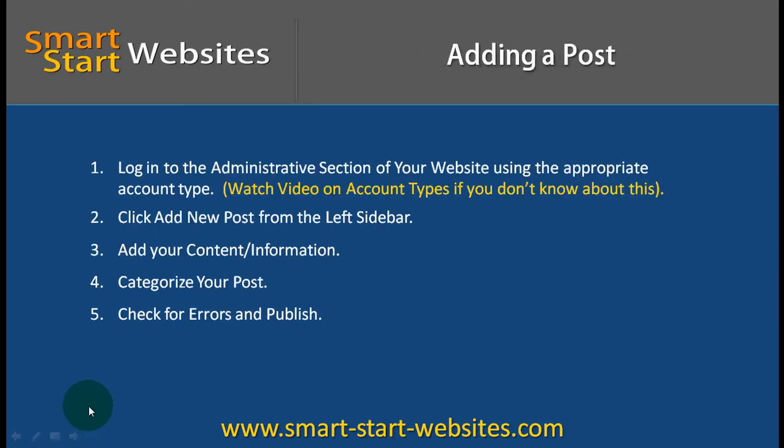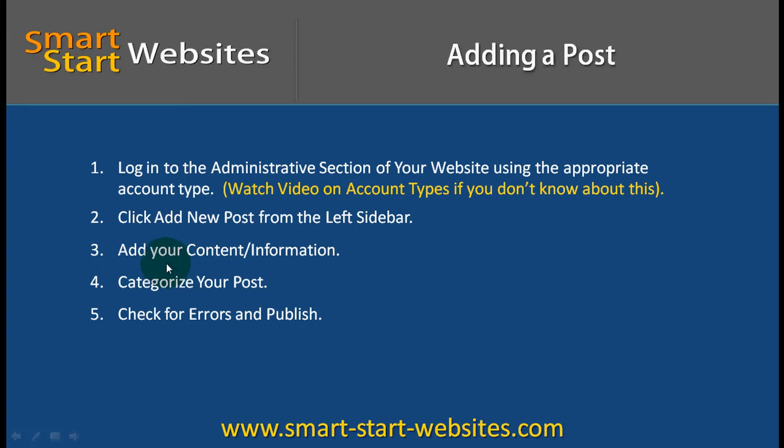So here is the process. Log into the administrative section of your website using the appropriate account type. If you don't know what that means, you're going to want to watch the video we've created on administrative versus editor accounts. Then beyond that, you'll just need to click the Add New Post from the left sidebar.